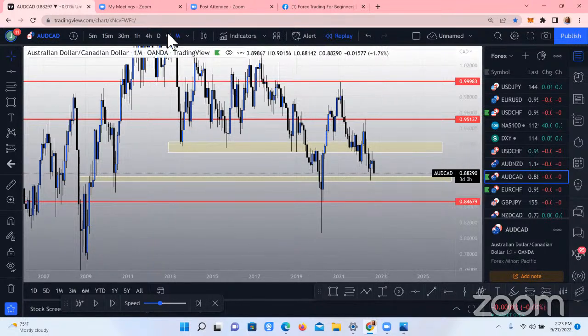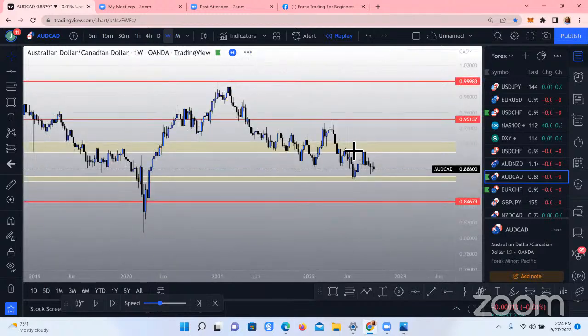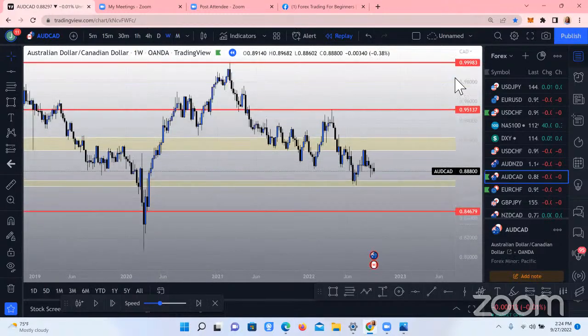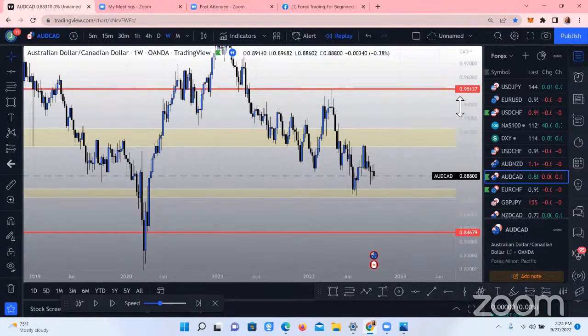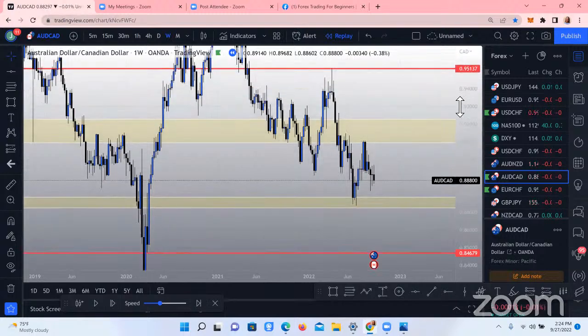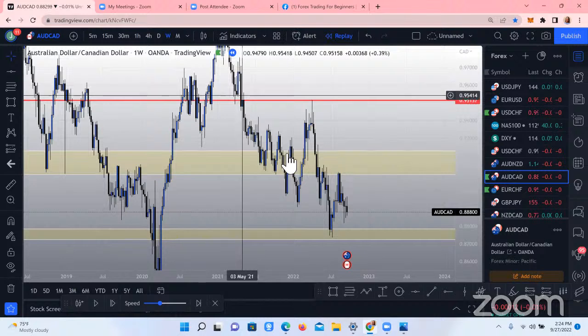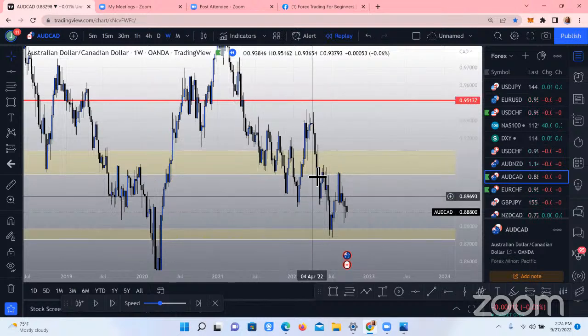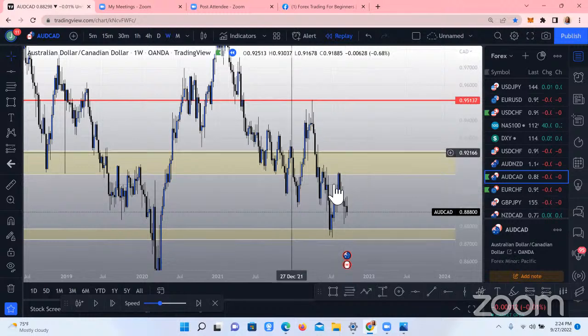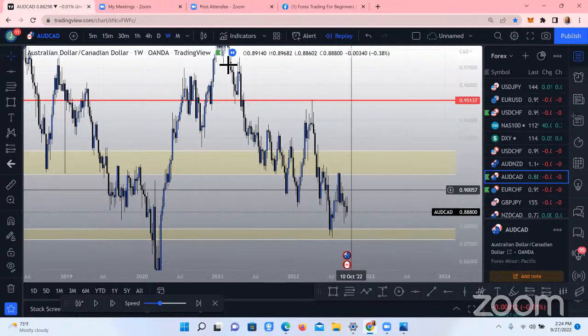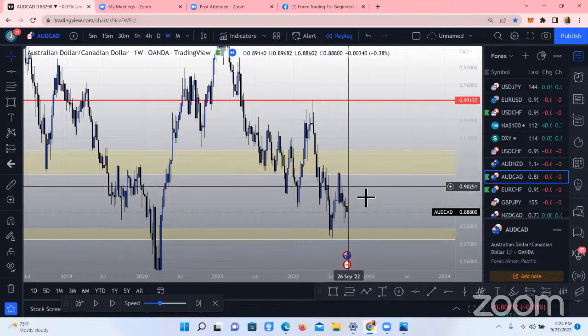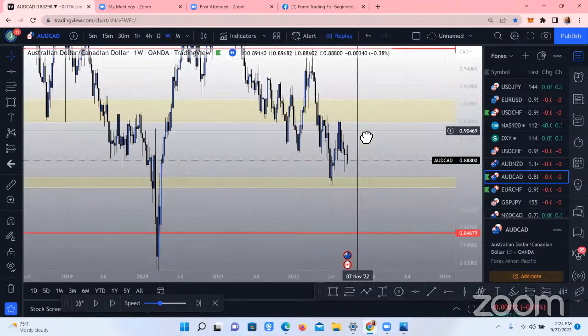We're going to go in a little bit on the weekly as well. All we're trying to do is figure out where price is going to go next. If we can figure that out, then we have a plan. Price is going down, so we want to be taking some sells. I apologize, scratch that, some sells. So we're looking for some sells.